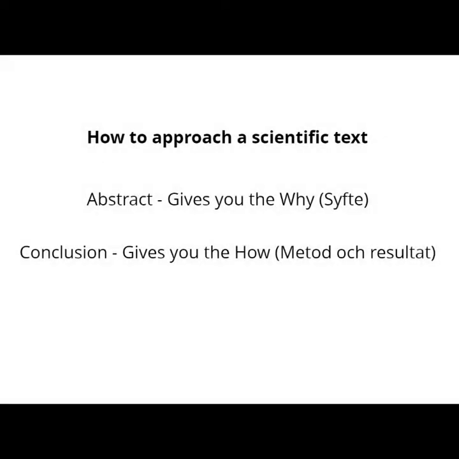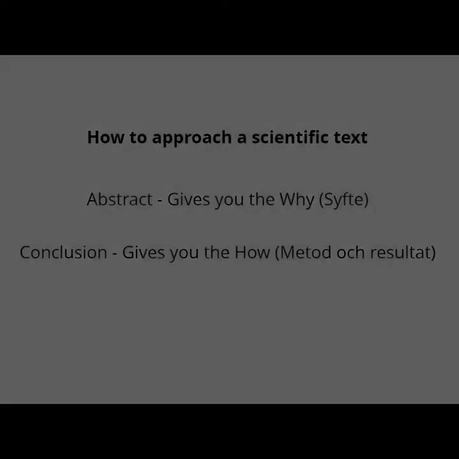How do we approach a scientific text when we find one? We start by looking at the abstract. That gives us the why, the purpose of the text, a summary of what it is about. And then we look at the conclusion, because that gives us the how. How did they come to this conclusion? The methods, the results, the analysis, and so on. By doing this and skipping the body part of the text, we can make a quick decision if this seems like something that we need to dive further into, or if it's something that might not be exactly what we were looking for.